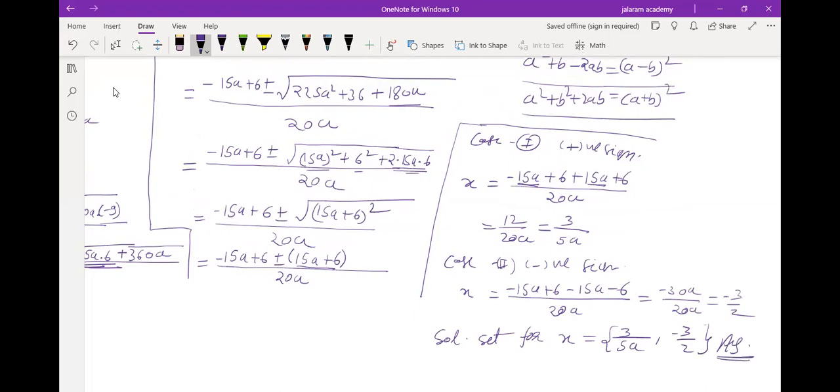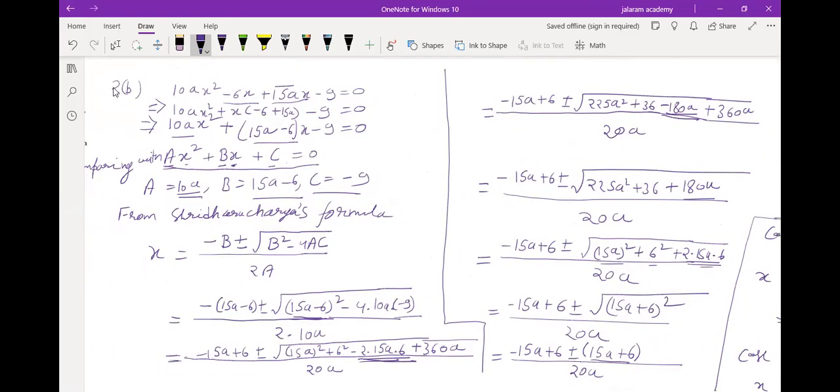Understood everyone? Yes, sir. So when there are, we have to check how to convert it to general quadratic equation ax square plus bx plus c. For this, we have written 10ax square again. This minus 6x plus 15ax, both are the terms containing x. So we can take x common from them to convert it to ax square plus bx plus c equals to 0. Okay.